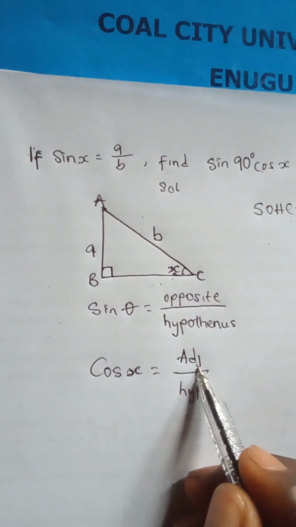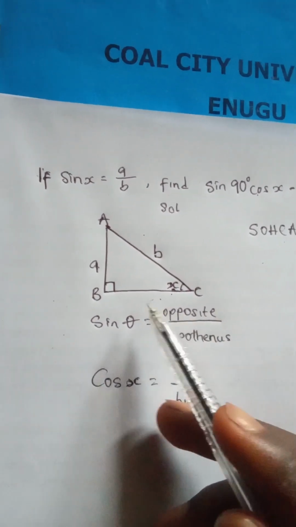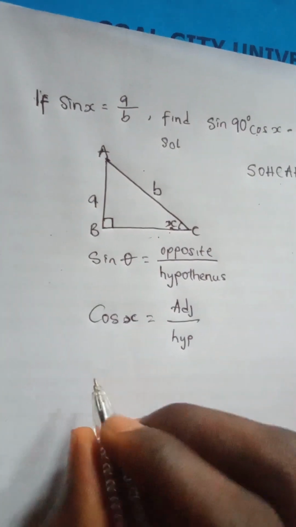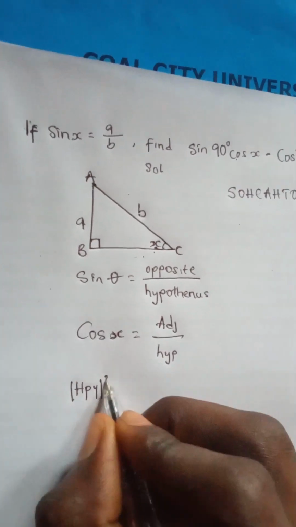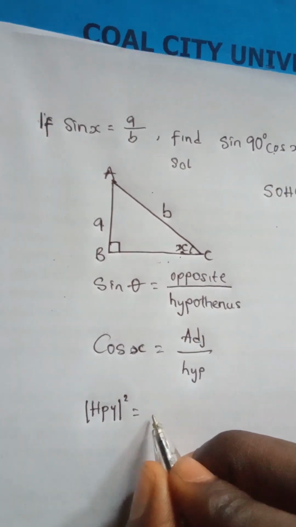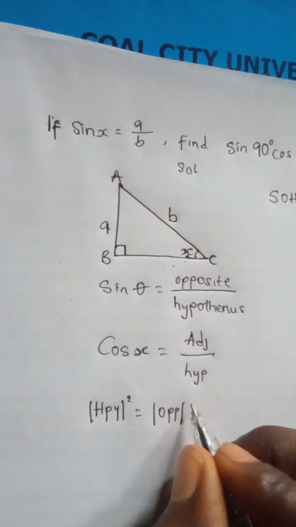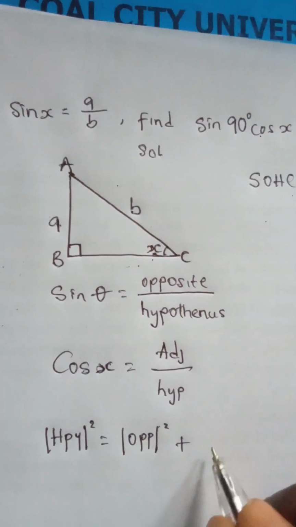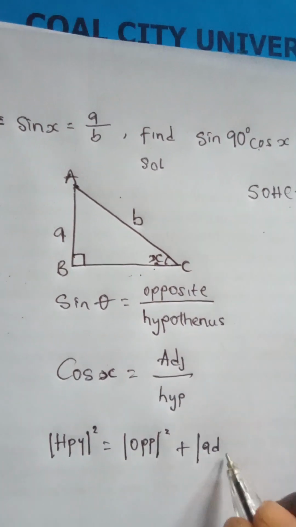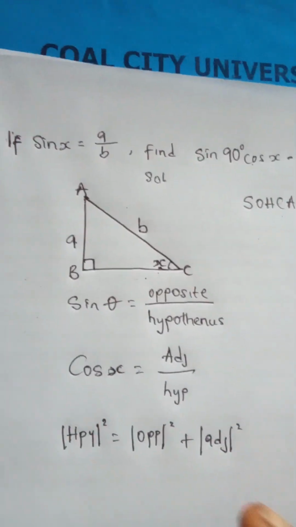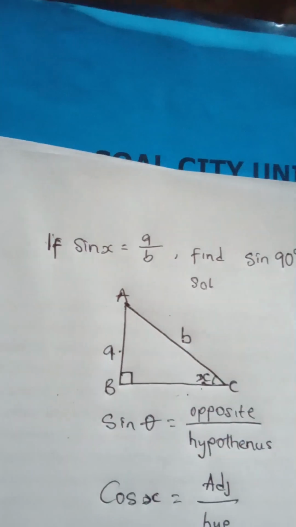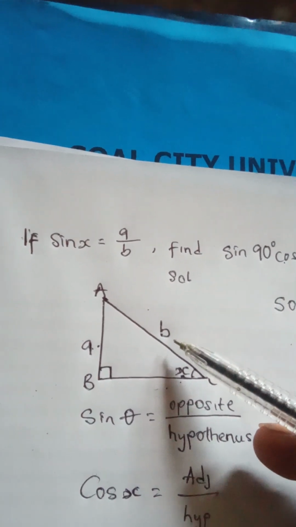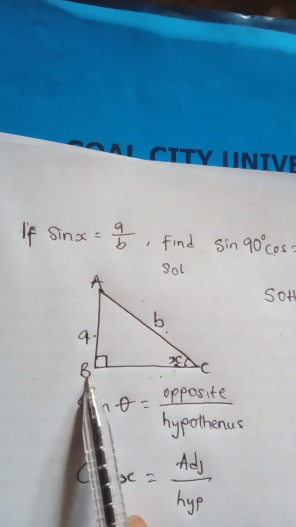So to find the adjacent, we have to make use of Pythagoras theorem, which says that hypotenuse squared is equal to opposite squared plus adjacent squared. So we are looking for the adjacent. In the diagram, here is the opposite and the longest side is the hypotenuse. So we are looking for this adjacent, which is BC.